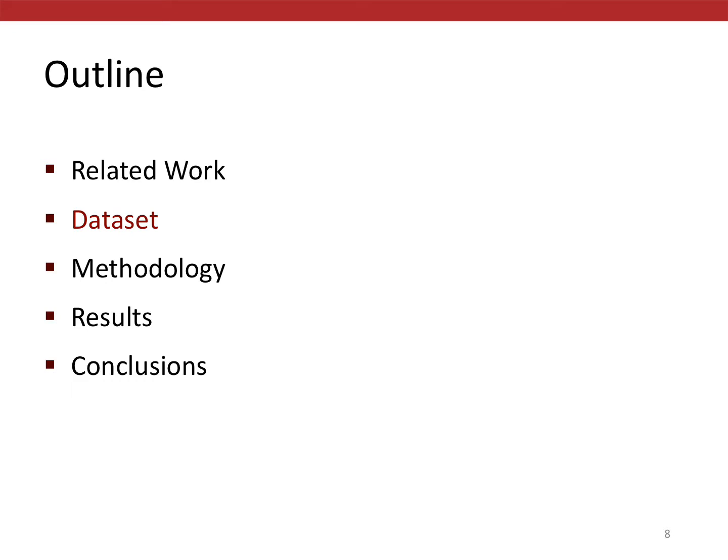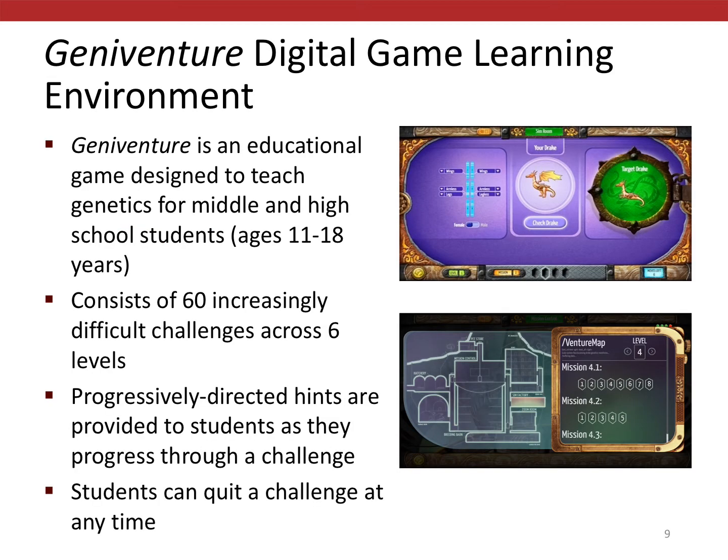Next, I will provide a brief overview of our dataset used in this work. Jenny Venture is a digital game that teaches middle and high school students various genetics topics. This game consists of 60 distinct challenges that are divided into 6 levels of increasing difficulty. Each level consists of different missions that are comprised of the challenges. Should a student need assistance during a particular challenge, 3 progressively directed hints can be displayed to students. Students can attempt any challenge in any order and can also quit a challenge at any time.